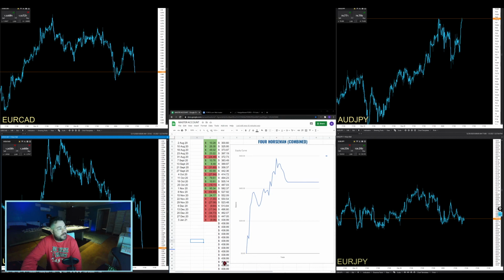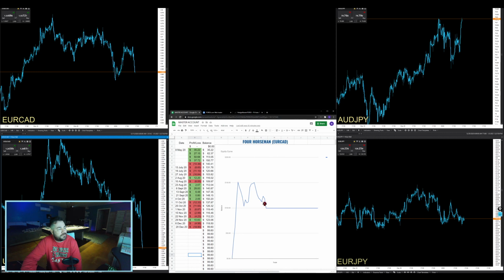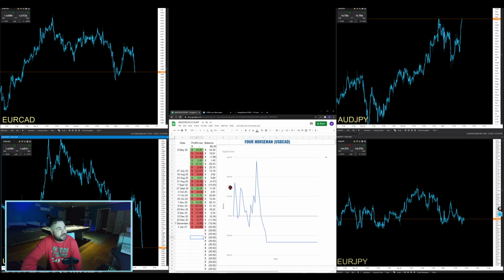So it's going to be the Euro CAD. This is the Euro CAD by itself. I will continue trading this one. It is sitting through a little bit of drawdown right now, but nothing like the USD CAD. This is why I'm going to stop trading it, because we're below the break-even point on that.